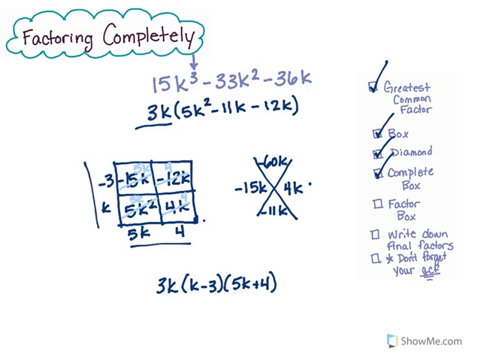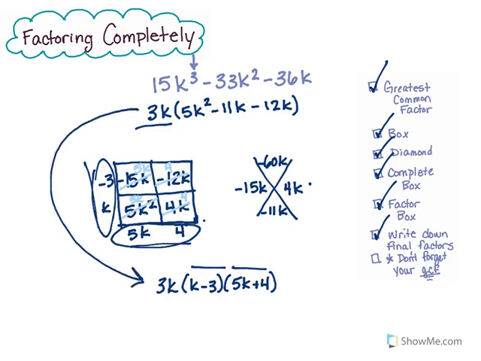Then I took out my factors here on the sides. And then I just wrote down these factors down here. And then lastly, I need to make sure I put my 3k from the beginning back in there. And that was it.